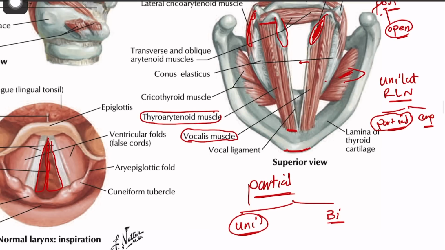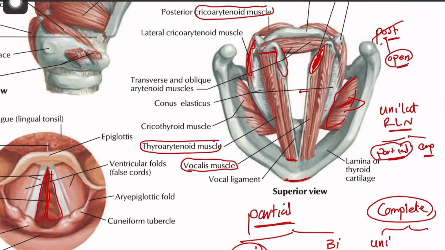The other side, if you have complete, we're talking about complete paralysis of the nerve. So complete could be unilateral. Let's say you have a recurrent laryngeal nerve completely paralyzed. So you have the lateral cricoarytenoid muscle and also the posterior cricoarytenoid muscle affected. If they are affected, this will be completely paralyzed and it will stay open.